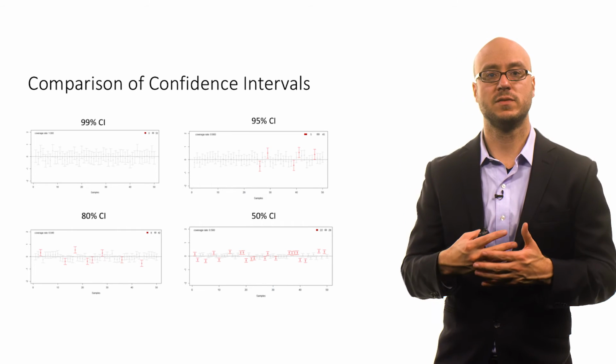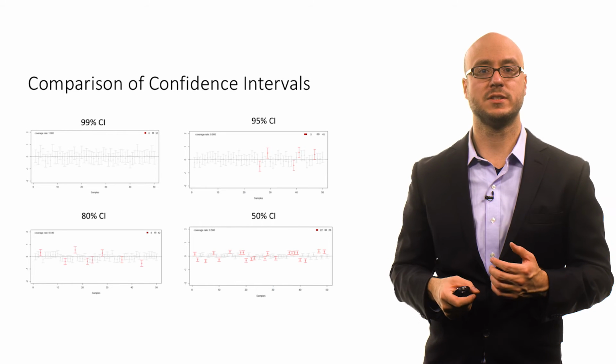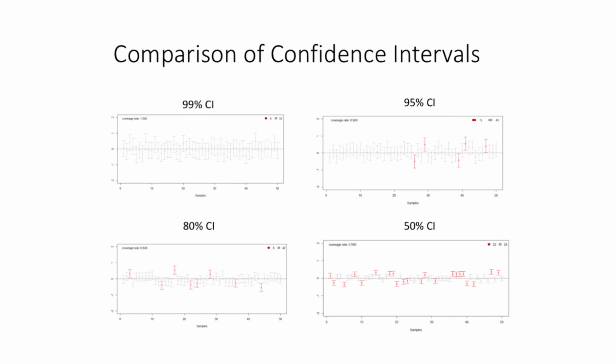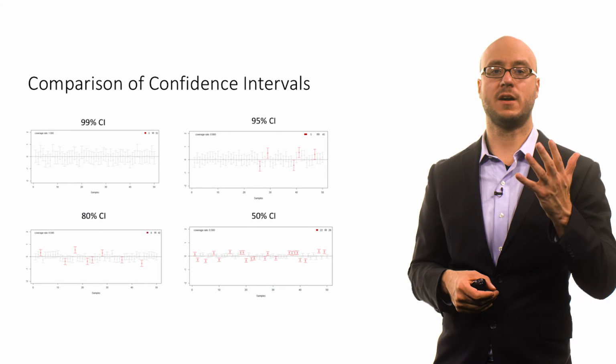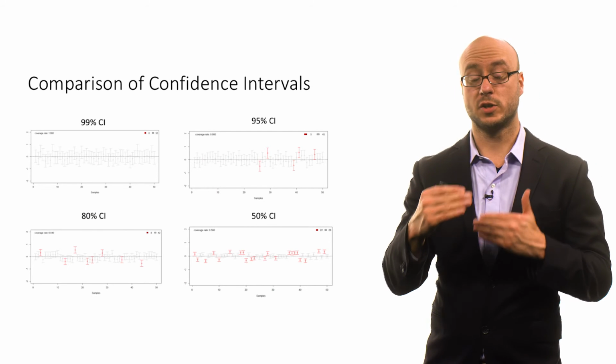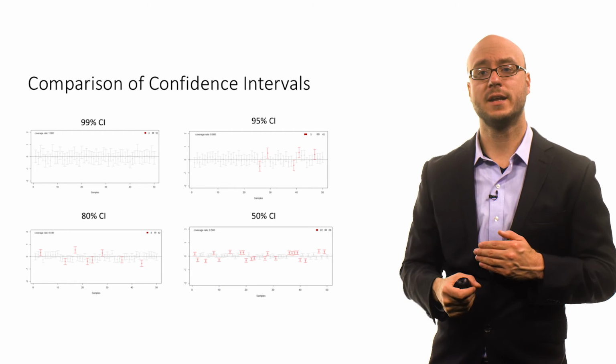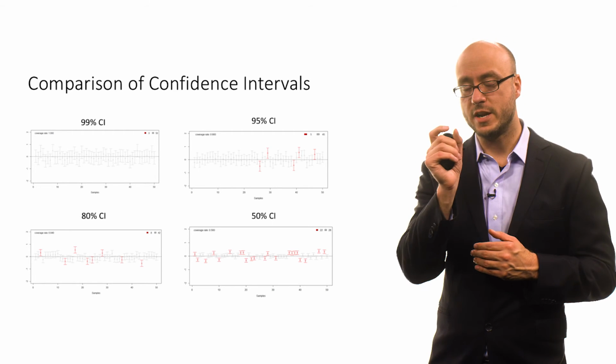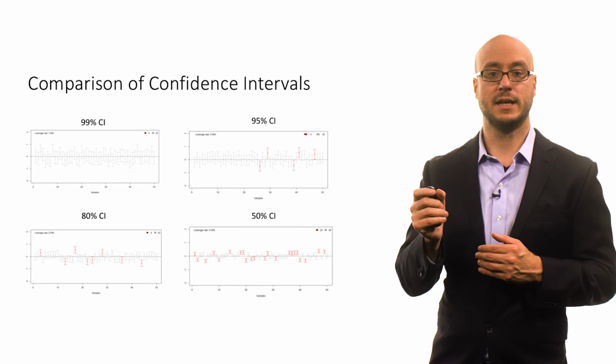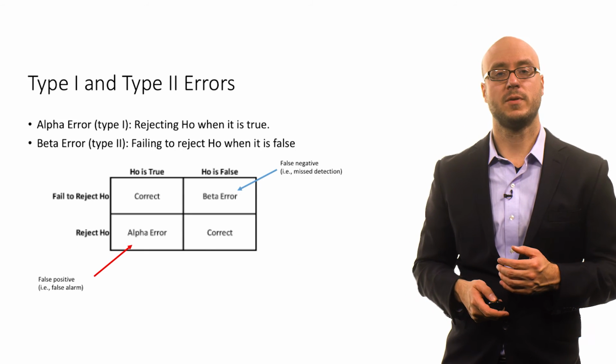Here's a visualization of constructing confidence intervals with various levels of confidence, with various levels of alpha. And you can see that with 99% confidence the intervals are wider. With a 50% confidence interval, on average we'd expect about half the intervals not to contain the true population parameter. So there's a trade-off here. With a higher level of confidence, those intervals are going to contain the true population parameter, but the intervals might be too wide. With a lower level of confidence, you're going to have narrower intervals, but those intervals are less likely to contain the true population parameter.